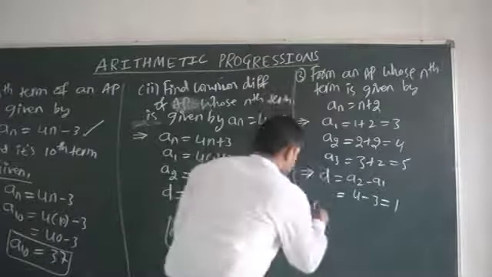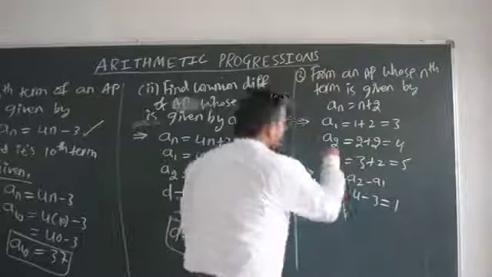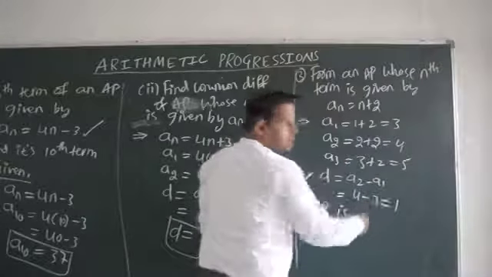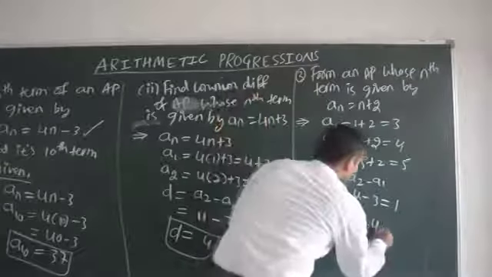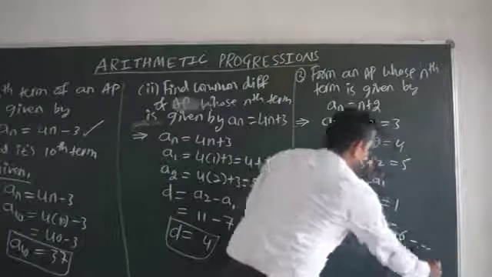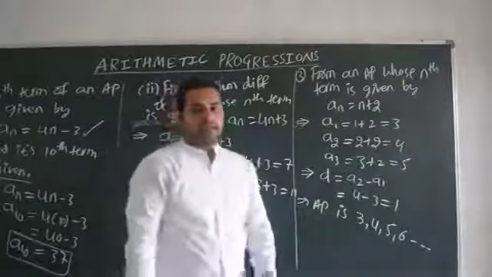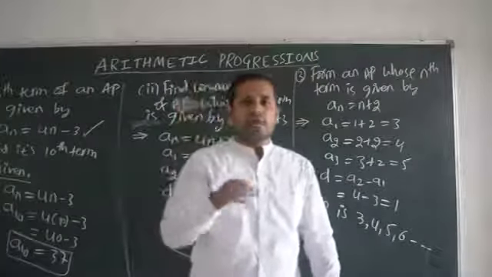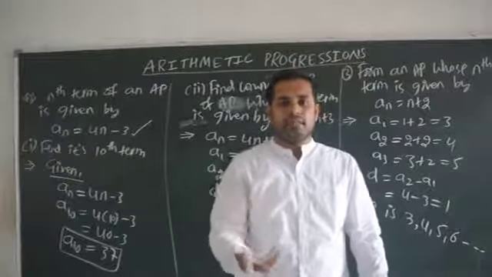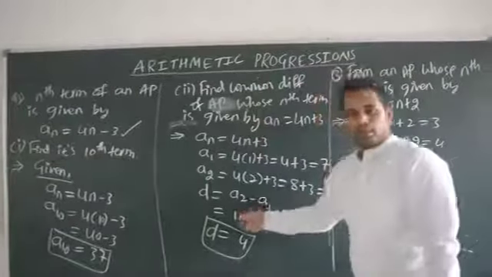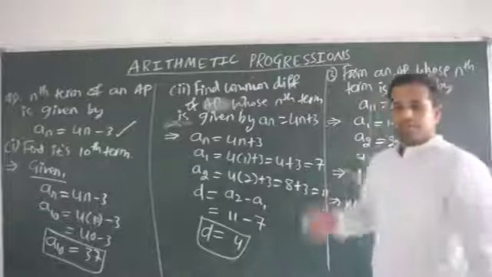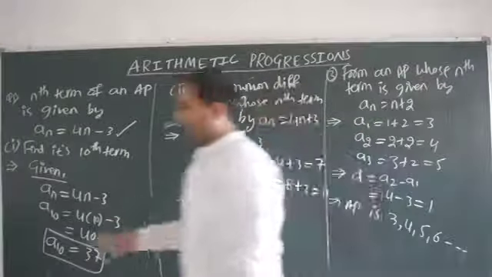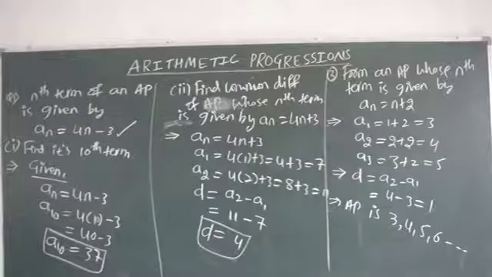So therefore, in the AP, what is the first term? First term is 3. Next, what is the common difference? 1, right? I need to add 1. So it becomes 4, it becomes 5, 6. So this is the AP. Are you getting my point? Understood? Whenever they give the nth general term, how to calculate the first term, second term, 10th term, how to calculate the common difference and how to form the AP, you got to know. Very simple, right? Okay, make a note of all these things. Let's get into other questions.